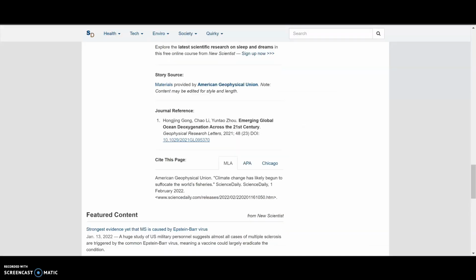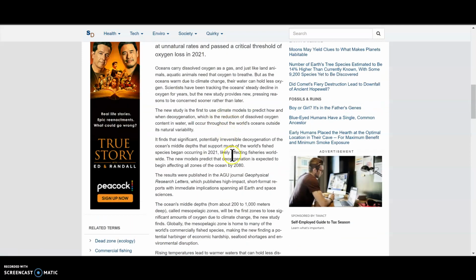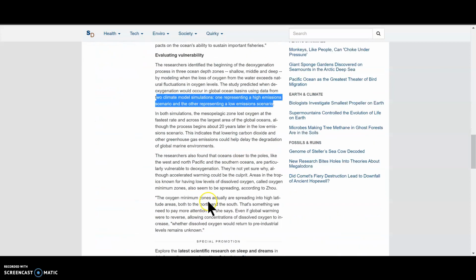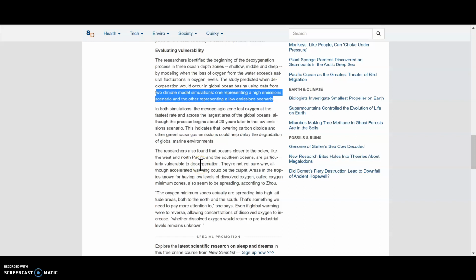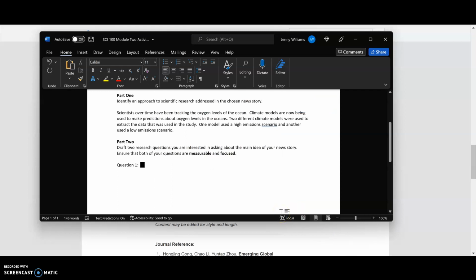So my article is mainly about how dissolved oxygen rates are dropping. And it's saying that it's likely affecting fisheries worldwide. But they don't actually, in this article, talk about which fisheries and the rate in which it's occurring or anything like that. So my first question would be, at what rate are fisheries expected to decline by, let's go with 2030.